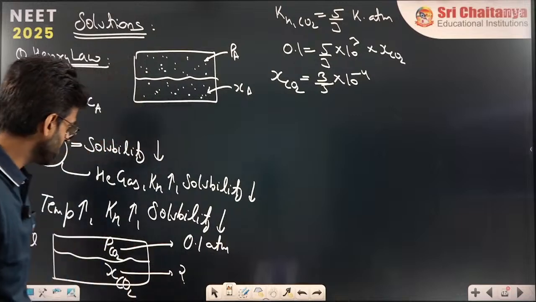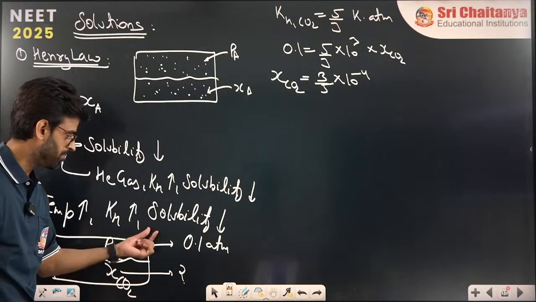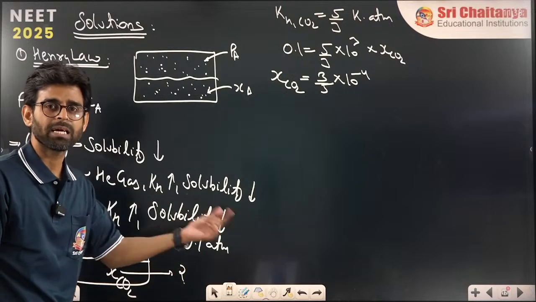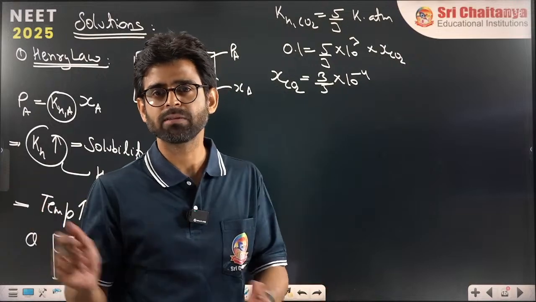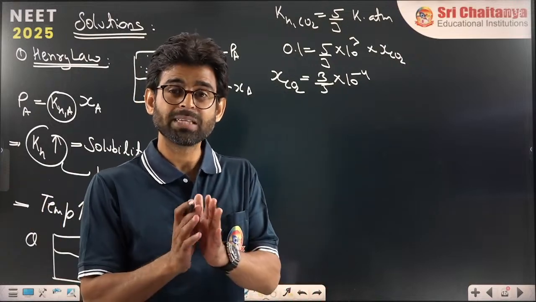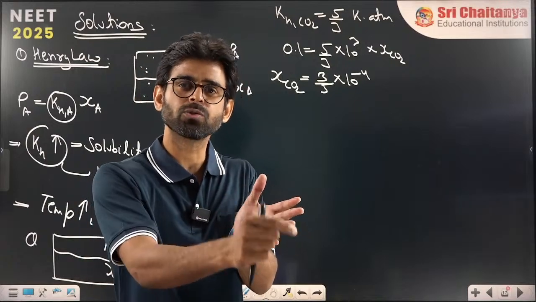If by chance they give a lot of gases here, then first by Dalton's law find the partial pressure of CO2 gas, then apply the formula. You can't take total pressure here. In this question, I gave simply the CO2 pressure only. But if they give the total pressure of many gases, then find the partial pressure of the CO2 gas, then apply the Henry constant, right?